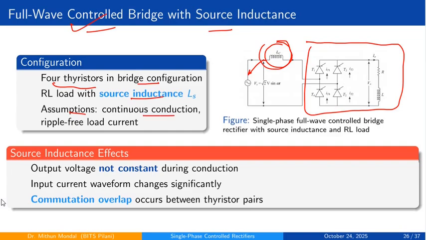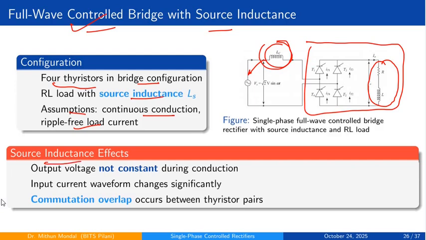The assumption is that continuous conduction will take place and you will get a ripple free load current. At the load, which is a combination of resistance and inductance, since there is an inductor, you may have got the ripple, but when you have the source inductance, you will get ripple free load current, and the conduction process will be continuous.